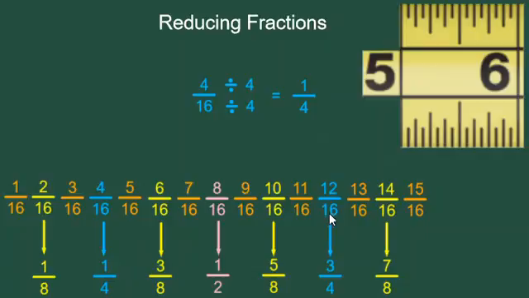12 sixteenths works the same way. The top and bottom have a greatest common factor of 4. So you end up with a fraction with 4 as the denominator. 12 sixteenths is equal to 3/4 of an inch.